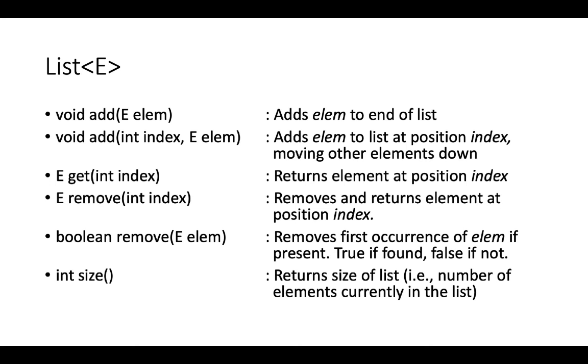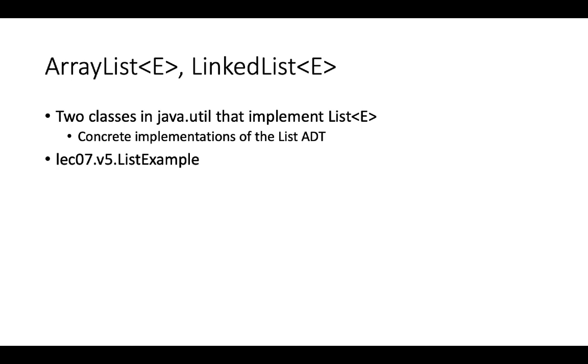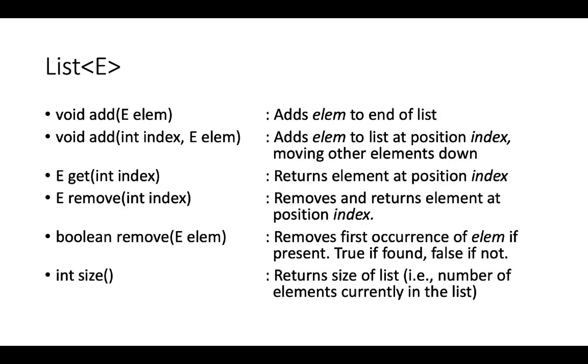Now, list of E, that's the interface, that's the ADT. In java.util, in that package, there are two implementations of this list, ArrayList and LinkedList. And when you're using a list, you don't necessarily care what kind of list you have because you're programming to the ADT. You're saying, give me a new ArrayList because I need a list, but then the thing you're using is a list. And you don't really care if it's an ArrayList or a LinkedList or some other kind of list. You just need it to support these operations as a list.